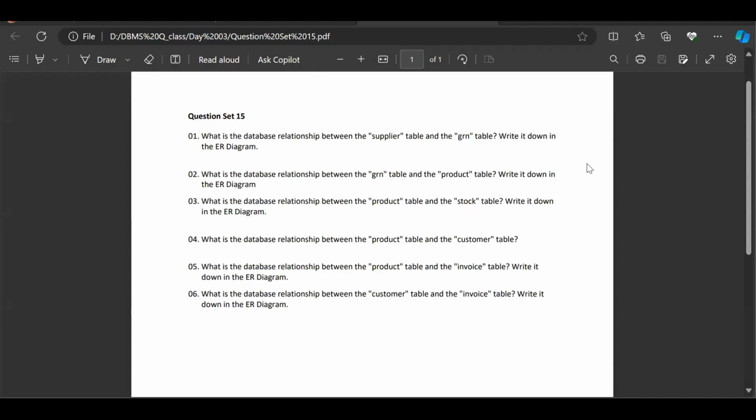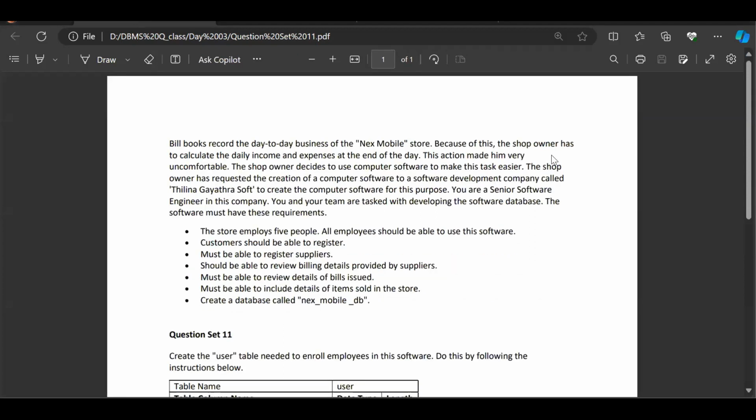Welcome back with the question series of Database Management System 1, and today I'm here with question set number 15. In this question set, we're going to continue the database that we have created named NextMobileDB, related to the scenario that we discussed in question set number 11.